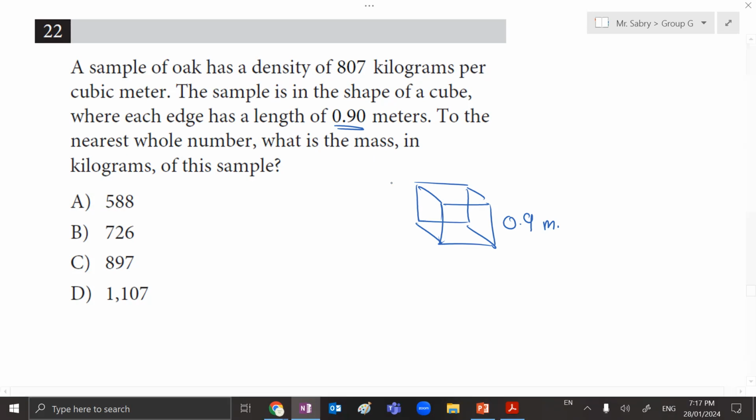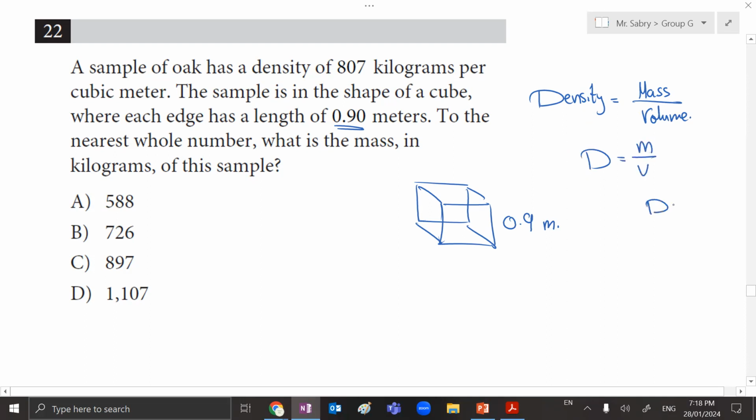So what do you know about the mass? So basically, the density of something is equal to the mass divided by the volume. Yep. So how to think about this? We can write it this way: D equals M over V.